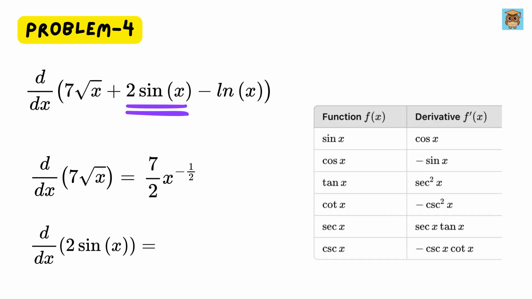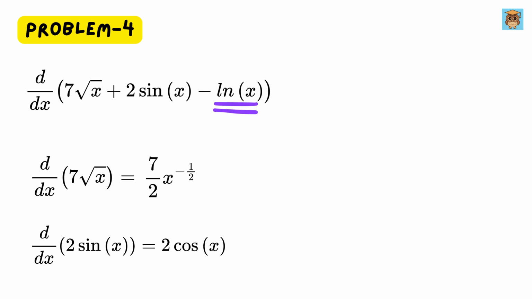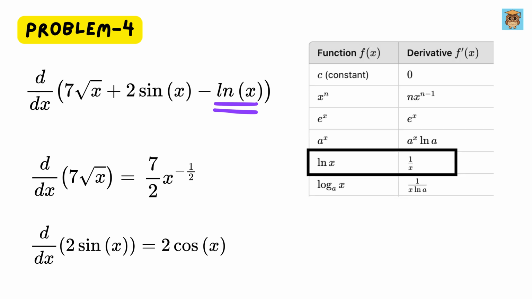Look at this list. The derivative of sine of x is cos of x, so the derivative of 2 sine of x is 2 times cos of x. Finally, we differentiate minus natural log of x. The derivative of natural log of x is 1 divided by x, so the derivative of minus natural log of x is minus 1 divided by x.